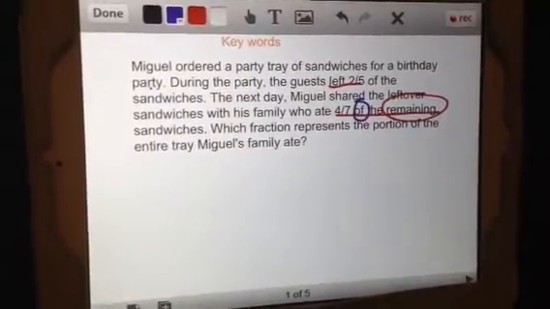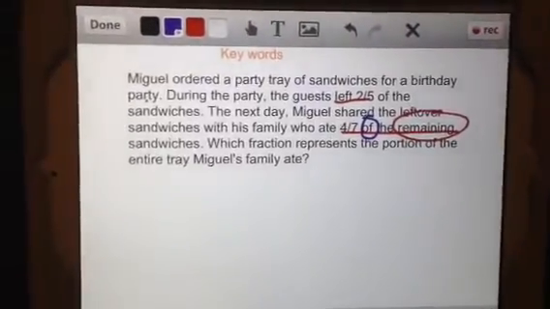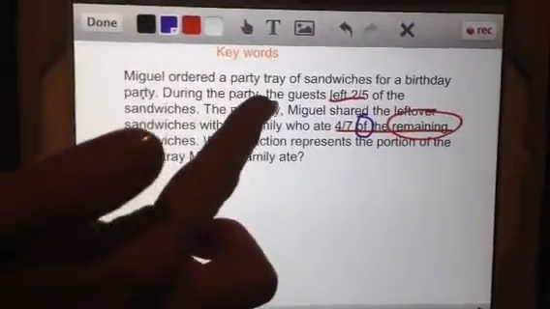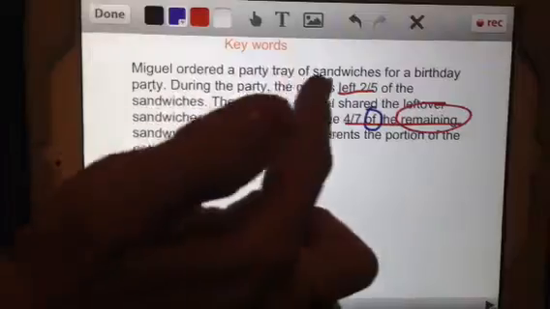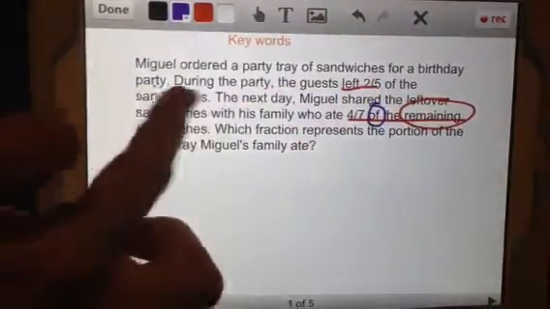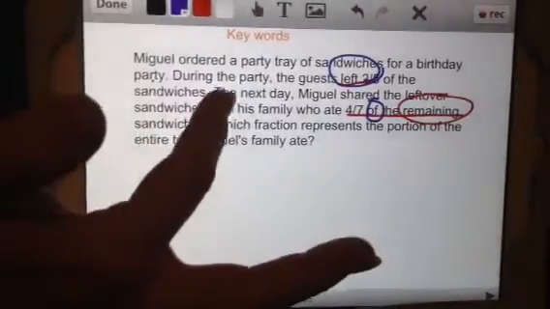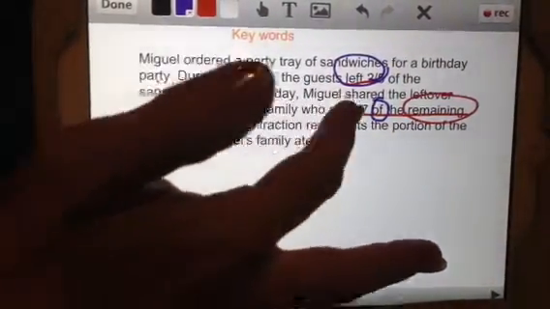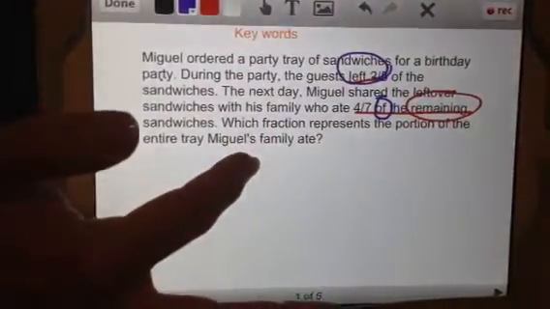And then my least favorite technique, but it does work, is keywords, and you're looking for the important words that make the problem easy. Miguel ordered a party tray of sandwiches for a birthday party. During the party, the guests left 2/5 of the sandwiches. Well, this is going to be important right here. This is how much they left. The next day, Miguel shared the leftover sandwiches with his family, who ate 4/7 of the remaining. All right, well, what's remaining? 2/5.